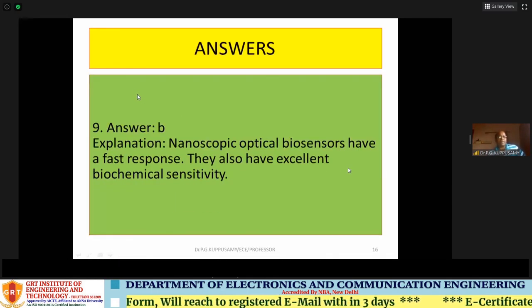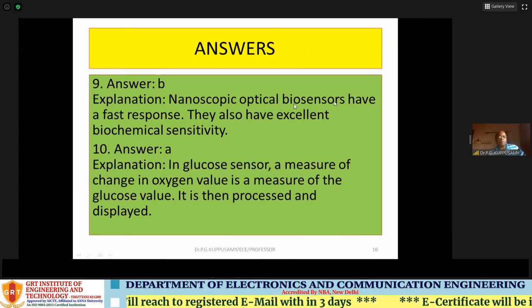Question number 9, B. Nanoscopic optical biosensors have a fast response. They also have excellent biochemical sensitivity. For question number 10, A: in a glucose sensor, a measure of change in oxygen value is a measure of the glucose value. It is then processed and displayed.